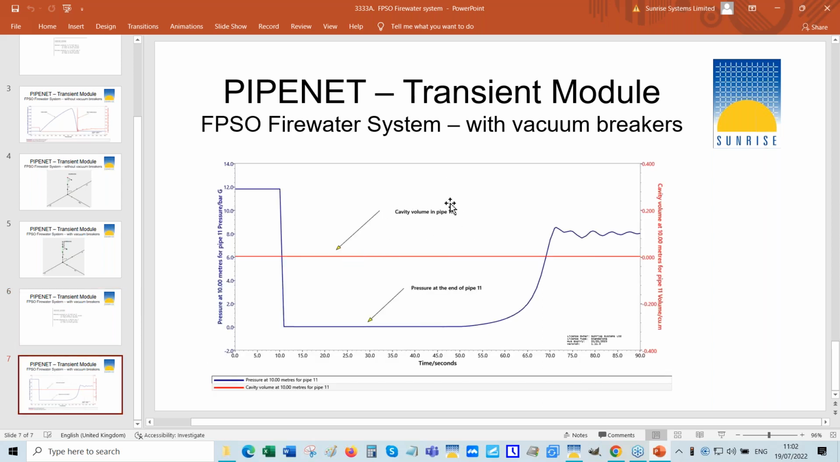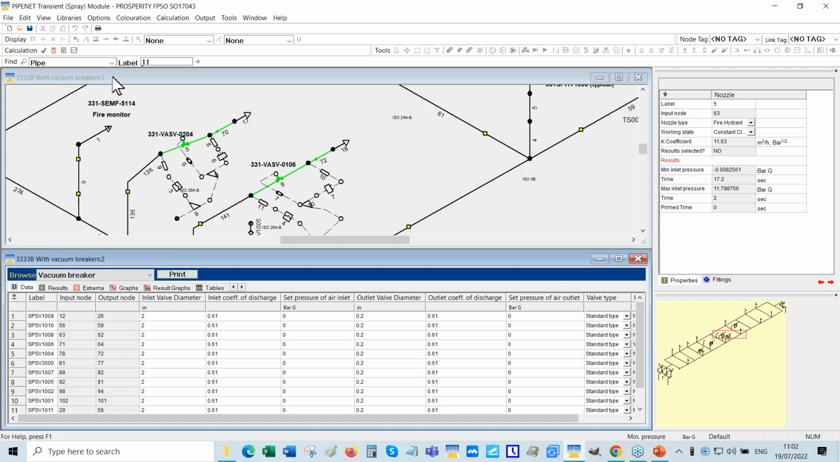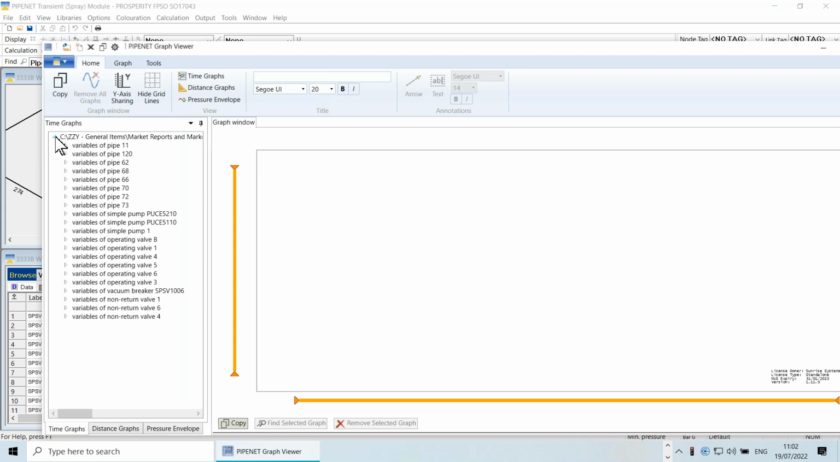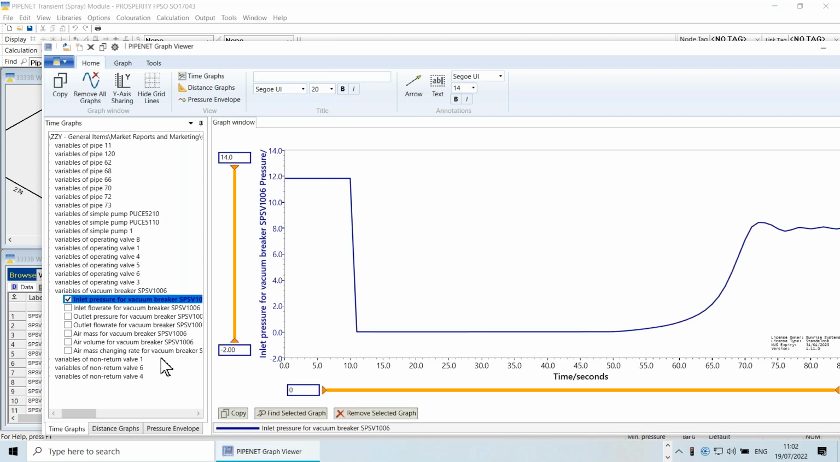Cavity volume in pipe 1 is 0. So the pressure goes, in fact, if you look at the pressure very, very carefully, you'll see that it's slightly below atmospheric pressure. Doesn't matter which vacuum breaker you choose. See, it's slightly below atmospheric pressure.